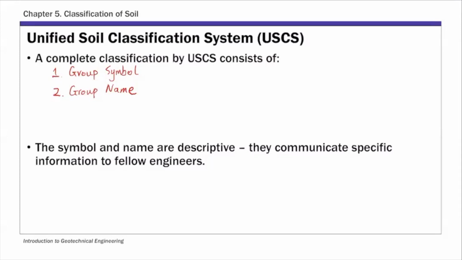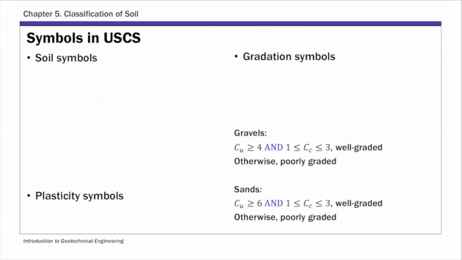The AASHTO system, on the other hand, uses just letters and numbers. So the names in the AASHTO system are not descriptive. You need to refer to a table to really get the meaning of what A1 is, A2 is, A3 is. Okay. For the USCS system, the first thing I want to go over is those symbols.